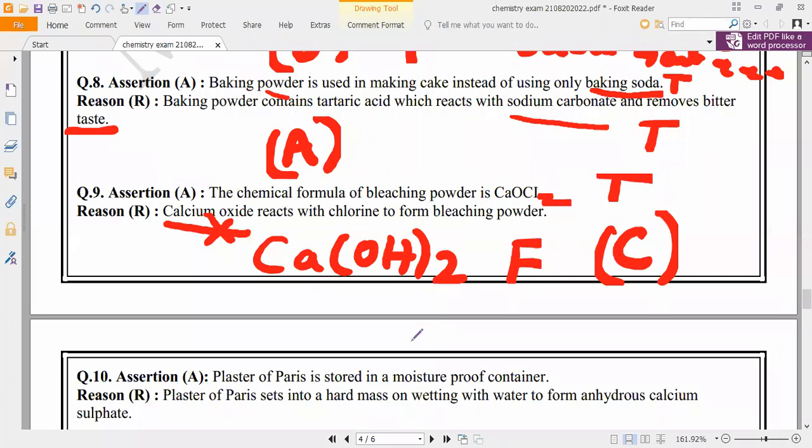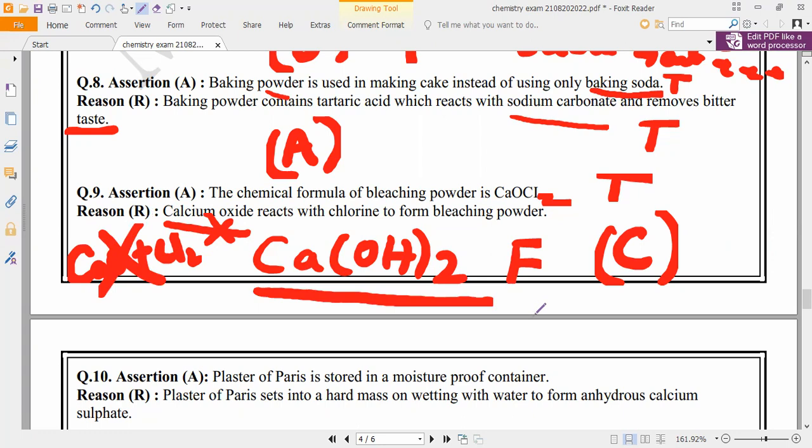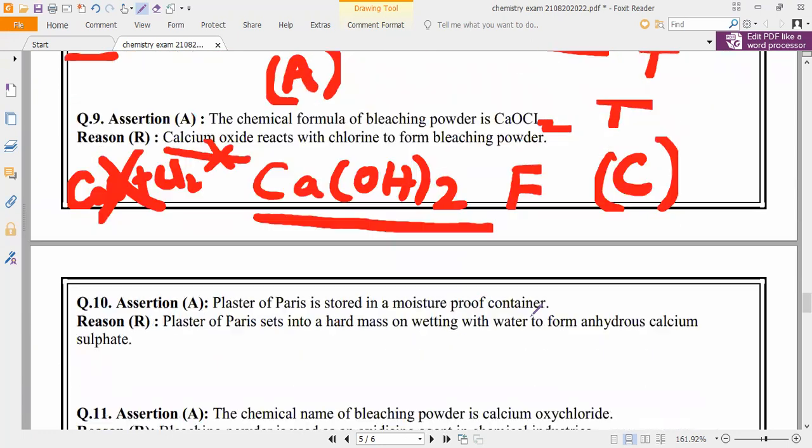People will think that calcium oxide, CaO, will react with chlorine gas and give calcium chloride. But this is bleaching powder, calcium oxychloride. That is wrong. We are using calcium hydroxide. So option C is correct.